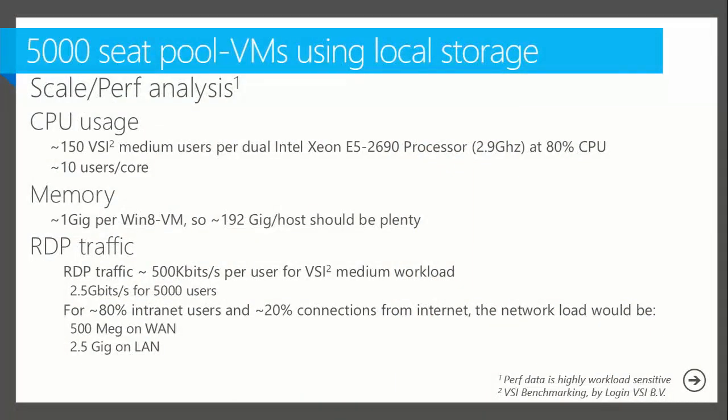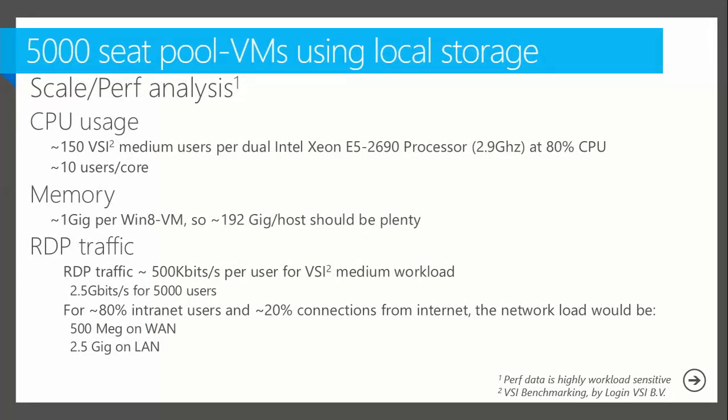In terms of CPU usage, this is a Xeon E5 2690 class machine. And we benchmarked 150 VSI medium users at about 80% CPU. And that says you get about 10 users per core. Win8 uses more memory than Windows 7, so you need about 1 gig per Win8 VM. And so about 192 gig hosts should be plenty for this type of configuration.